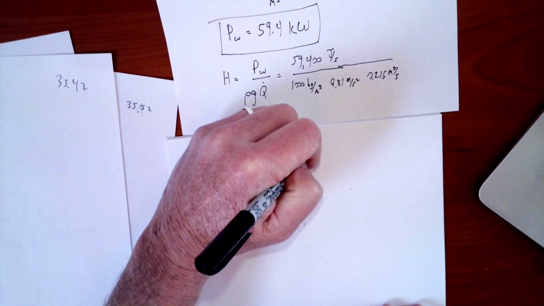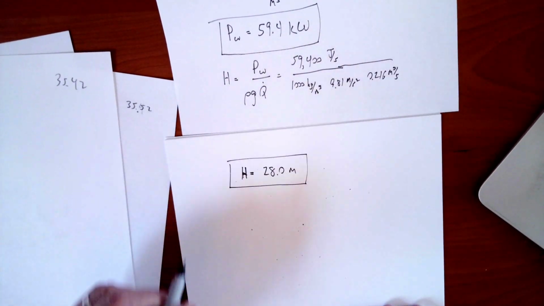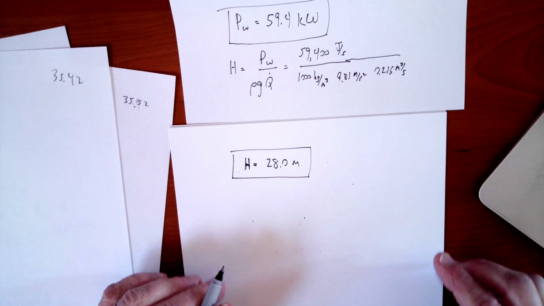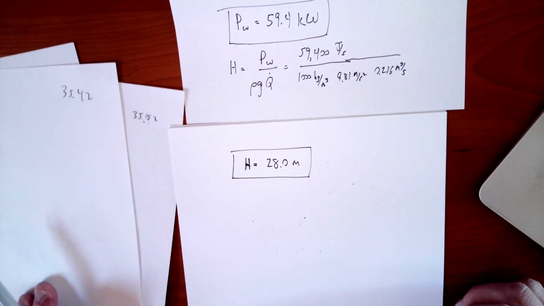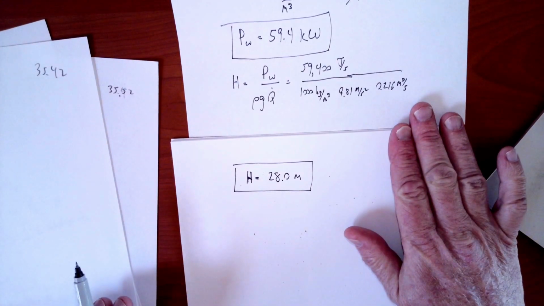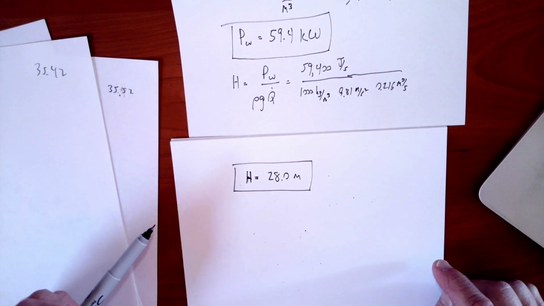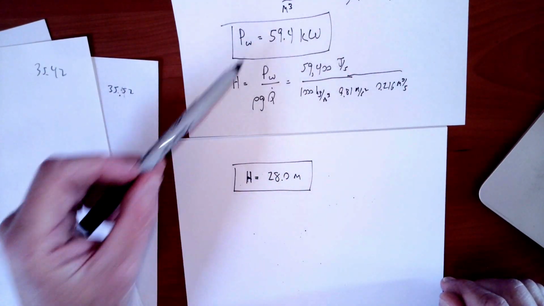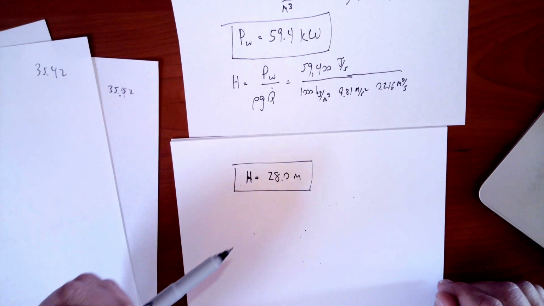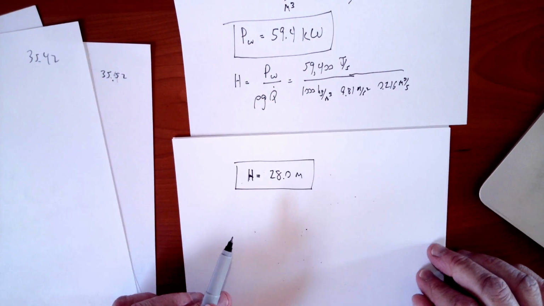So this pump provides enough pressure to drive water up a height of 28 meters. And it delivers a volumetric flow rate of 0.216 meters cubed per second. And it puts 59.4 kilowatts of energy into that water stream. So the least amount of energy that you could possibly use to drive this pump would be 59.4 kilowatts. But of course, that's unrealistic. Every pump will have some kind of losses.